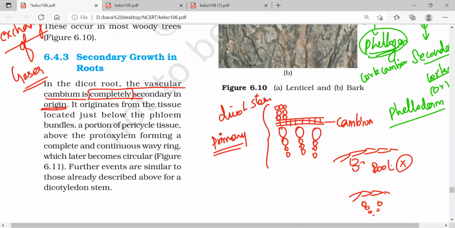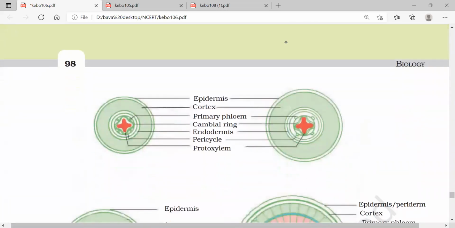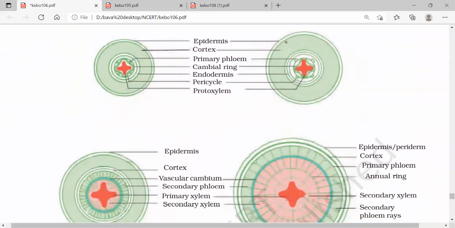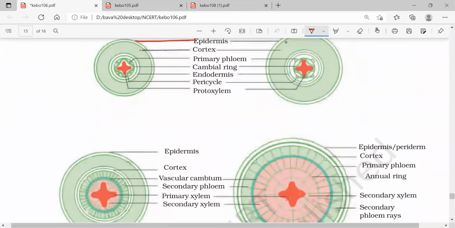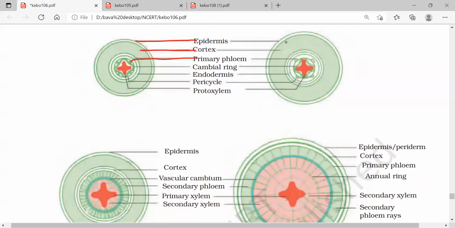Okay, now see, it originates from the tissue located just below the phloem bundle, a portion of pericycle tissue above the protoxylem, forming a complete and continuous wavy ring. It is a continuous wavy ring. Look at this one. Here this is the epidermis, followed by cortex and then primary phloem. Here there is a cambium ring, then this is the protoxylem. This is pericycle. See, the ring is forming like this.